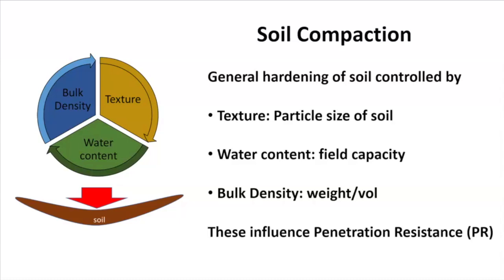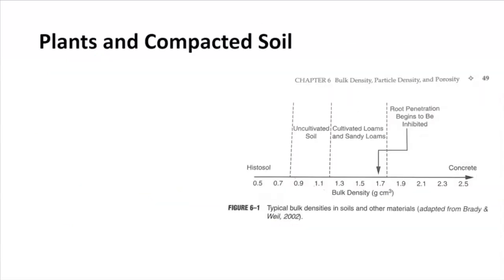Compaction is a general hardening, but what a plant might feel is something called penetration resistance. And that's going to change with each of those different factors. How plants behave in the face of compacted soils is variable. Here is a diagram we have adapted from Brady and Weil. That's like the main textbook of soils.